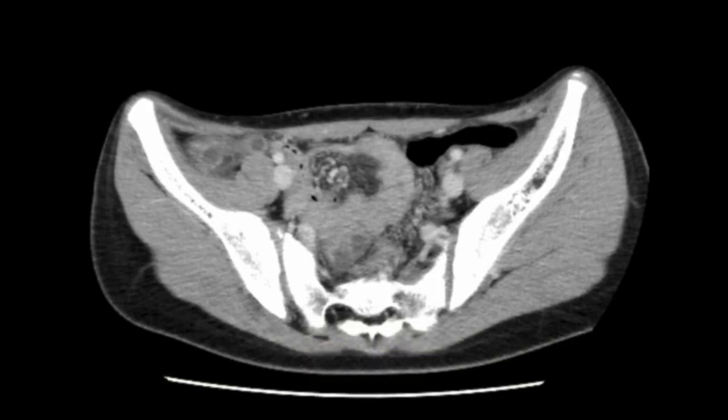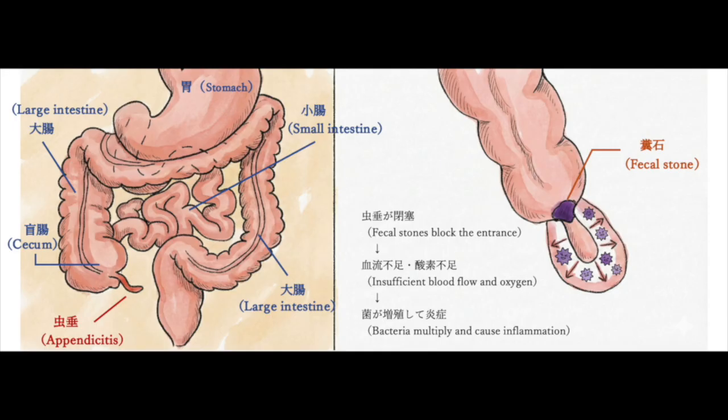So, what exactly is appendicitis? I'll explain while we look at the illustration. The appendix is a slender, worm-like organ that dangles near the junction where the small intestine transitions to the large intestine in the right lower abdomen. The localized area just below this transition point is called the cecum. The structure hanging from the cecum is the appendix, and when it becomes inflamed, we refer to it as appendicitis.